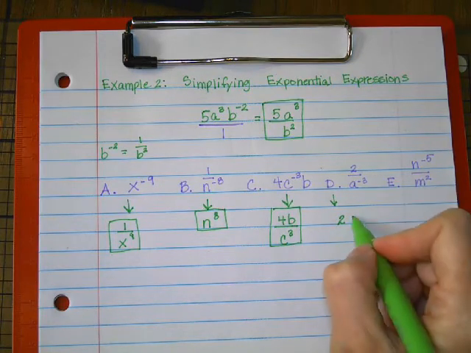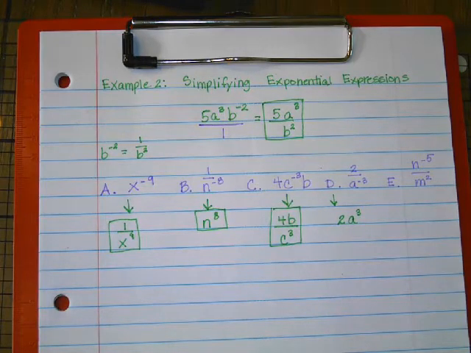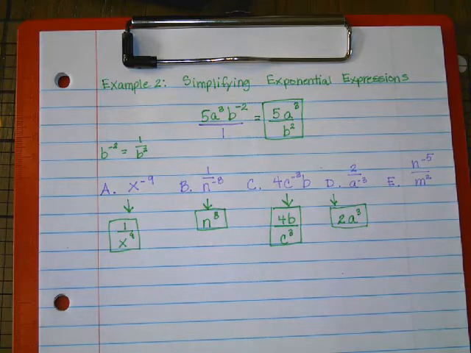So 2 times a would be 2a, and now it's a positive exponent of 3. So I'm going to go ahead and box that in. That's my final answer. All right, so now we're going to move to letter E.